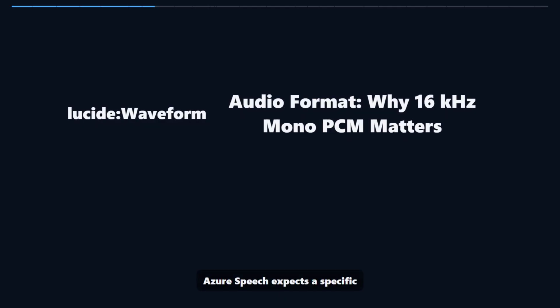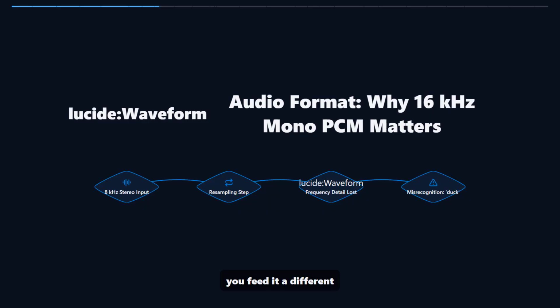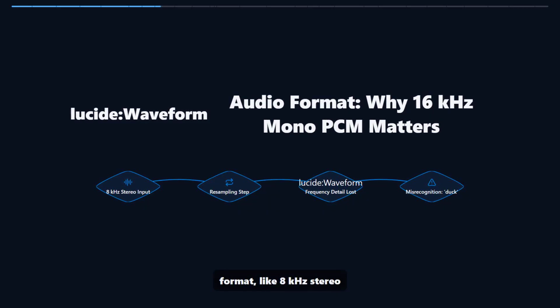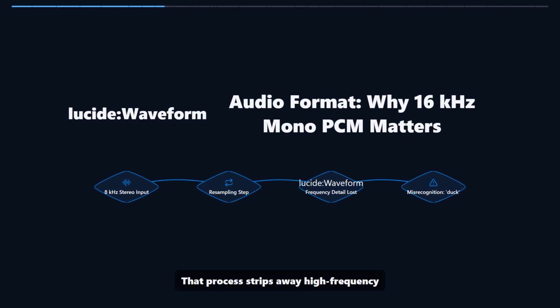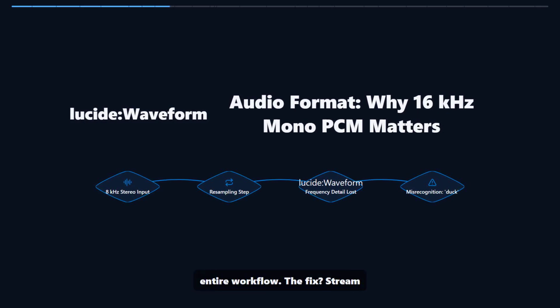Azure Speech expects a specific format: 16 kHz, 16 bits per sample, mono PCM. If you feed it a different format, like 8 kHz stereo from a call center recording, the service has to resample. That process strips away high-frequency details that distinguish consonants like T and CK, turning duct into duck, and breaking the entire workflow. The fix? Stream native audio in the format the service recommends, and you'll avoid resampling artifacts entirely.